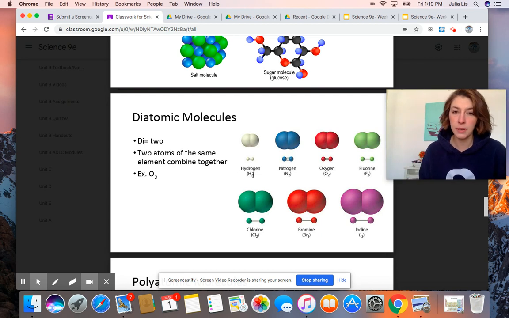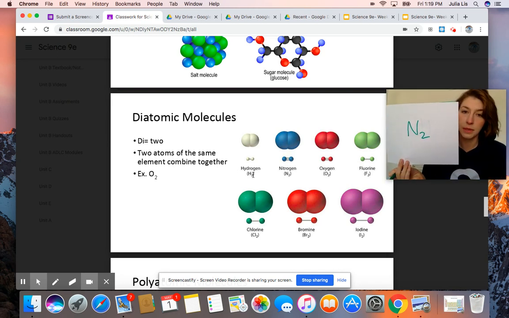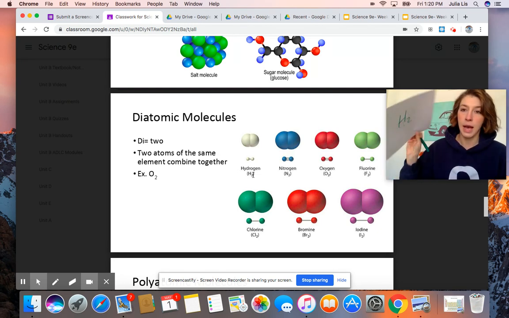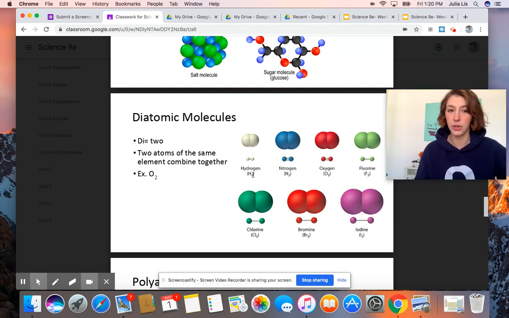Another example that's common, it's a common diatomic molecule or element, is nitrogen. Nitrogen also doesn't like to be by itself. So it's most often in a pair. So it's two. So you have two nitrogen atoms that make a molecule.